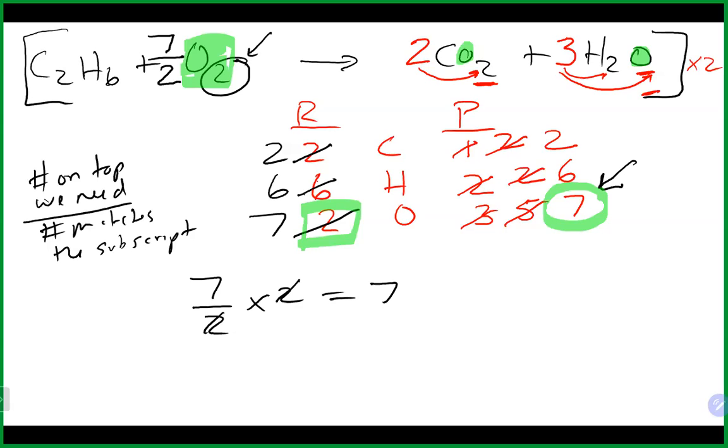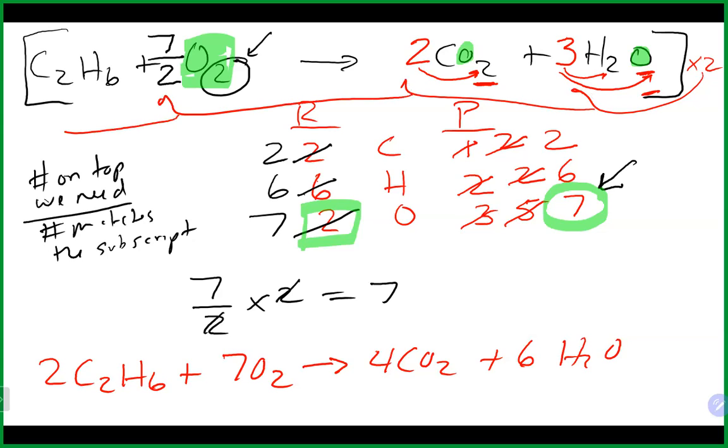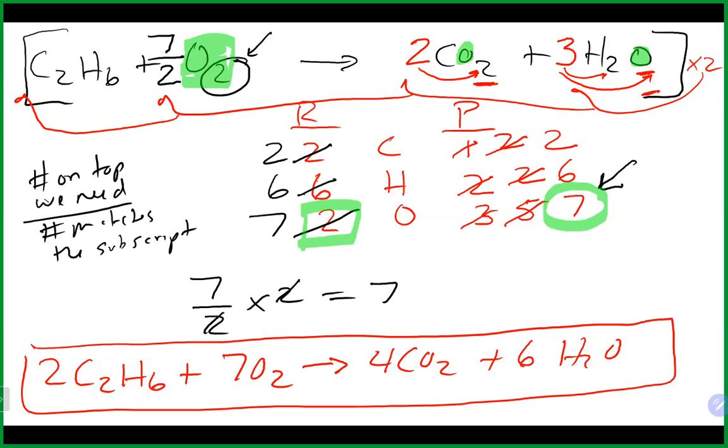And when we multiply that 2 across, we will end up with 2C2H6. Again, 7/2 times 2 is 7. That gives us 4 CO2 and 6 waters. Again, we're multiplying the 2 to everybody in the front here. That then gives us a balanced equation that has all whole numbers, and we're still balanced.